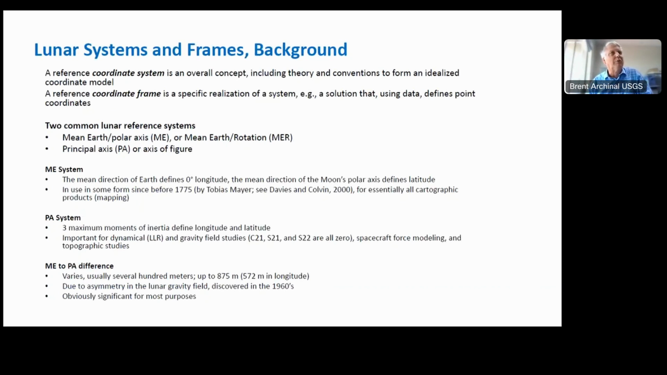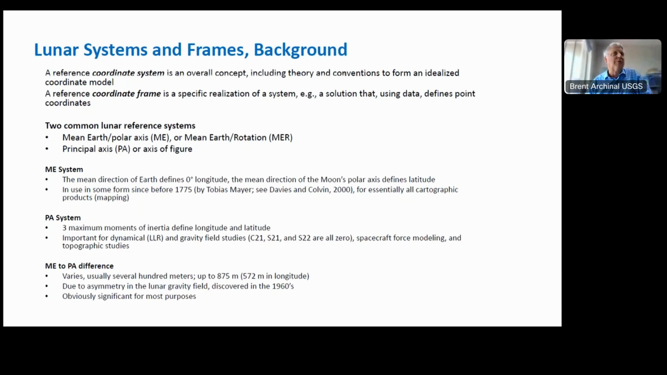So for the moon, there are two reference systems, the mean Earth polar axis, or ME, system, and the principal axis, or PA system. The mean Earth system is defined from the Earth, defining 0 degrees longitude from the direction of the moon, and the mean direction of the moon's polar axis defines latitude on the moon. And this has been in use in some form since the 18th century for essentially all mapping of the moon.